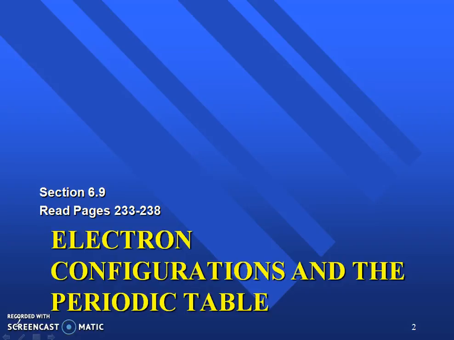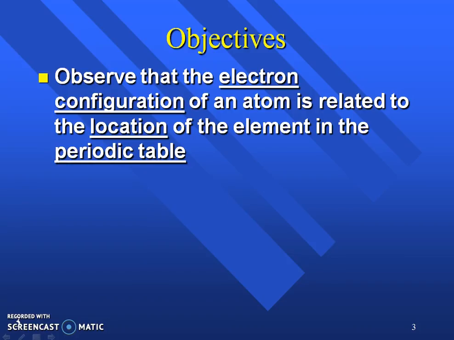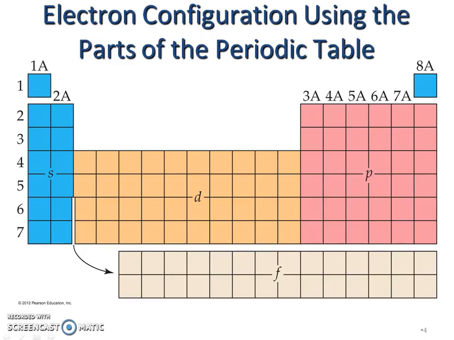This is Mrs. O'Neill for AP Chemistry, Chapter 6, Section 9, Electron Configurations in the Periodic Table. You'll be able to figure out the electron configuration of each element by using the location of that element on the periodic table. So we call these S, P, D, and F blocks.